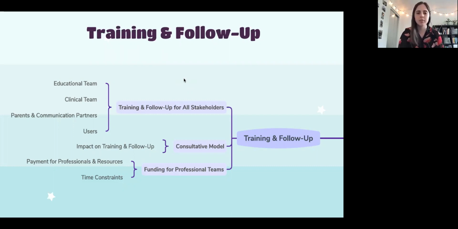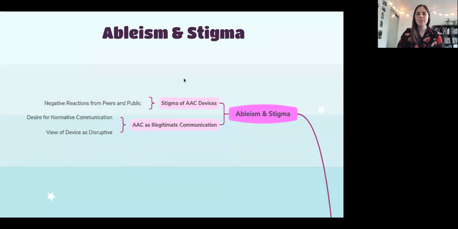For our last theme, ableism and stigma, we found that the stigma of using an AAC device, as well as the view of AAC as an illegitimate method of communication, served as a barrier in a lot of ways. This included negative reactions from peers or from members of the public, as well as a desire for normative communication that really discounts methods other than verbal speech as being a valid mode of communication. And we even found reports of educators turning AAC devices off in the classroom because they saw them as being disruptive, indicating a real misunderstanding that AAC devices are an important connection between a child and the world around them.